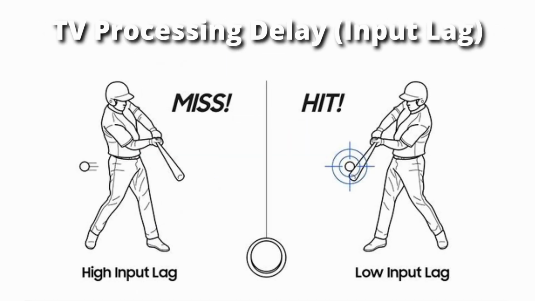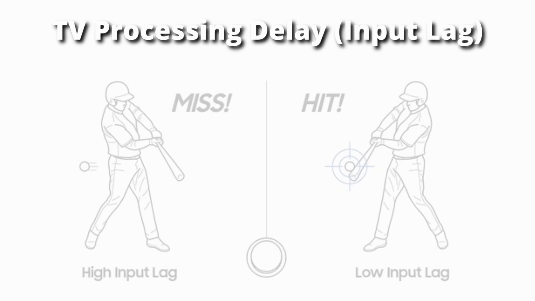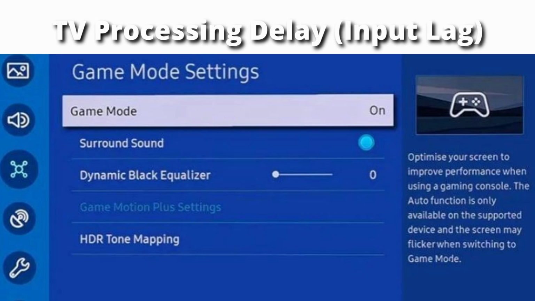Next, TV processing delay. Smart TVs often add image processing like smoothing or sharpening, which increases delay. For this, turn on game mode and disable motion smoothing, noise reduction, and AI picture enhancement.